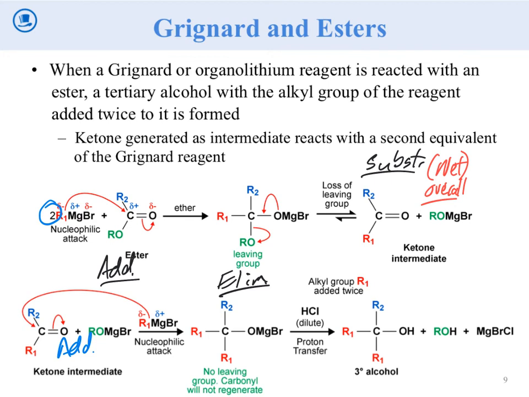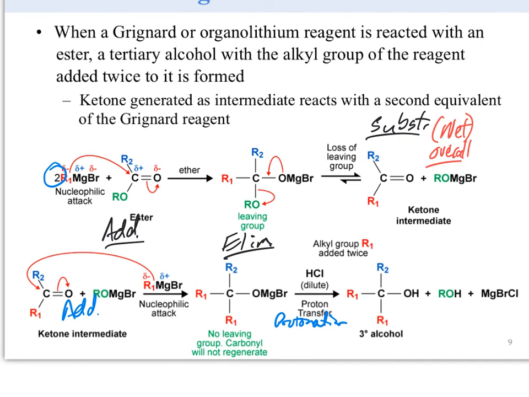Carbons and hydrogens are not good leaving groups. So now you need to do what? Protonation or proton transfer. So protonation. And now what have we made? We've made a tertiary alcohol, but notice something. What is different about this? We added the same 2 groups. Unlike before where we only added 1 carbon group from the Grignard, with esters and Grignard you're adding the same Grignard twice. So when you make that tertiary alcohol, you're going to have the 2 of the same groups off of that carbon.